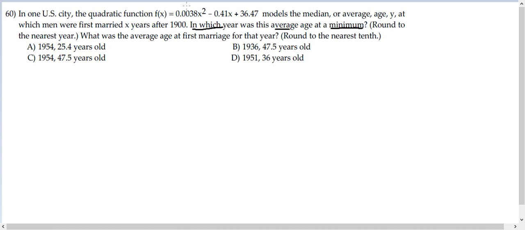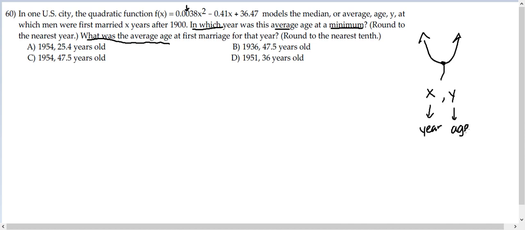Right, and we see the coefficient a is positive, so sure enough it will be a parabola that has a minimum. That just confirms what we should have known already. The question says in which year, and the next question asks what the average age was. So the x-coordinate of the vertex is the year, and the y-coordinate of the vertex is what the age was for that year.